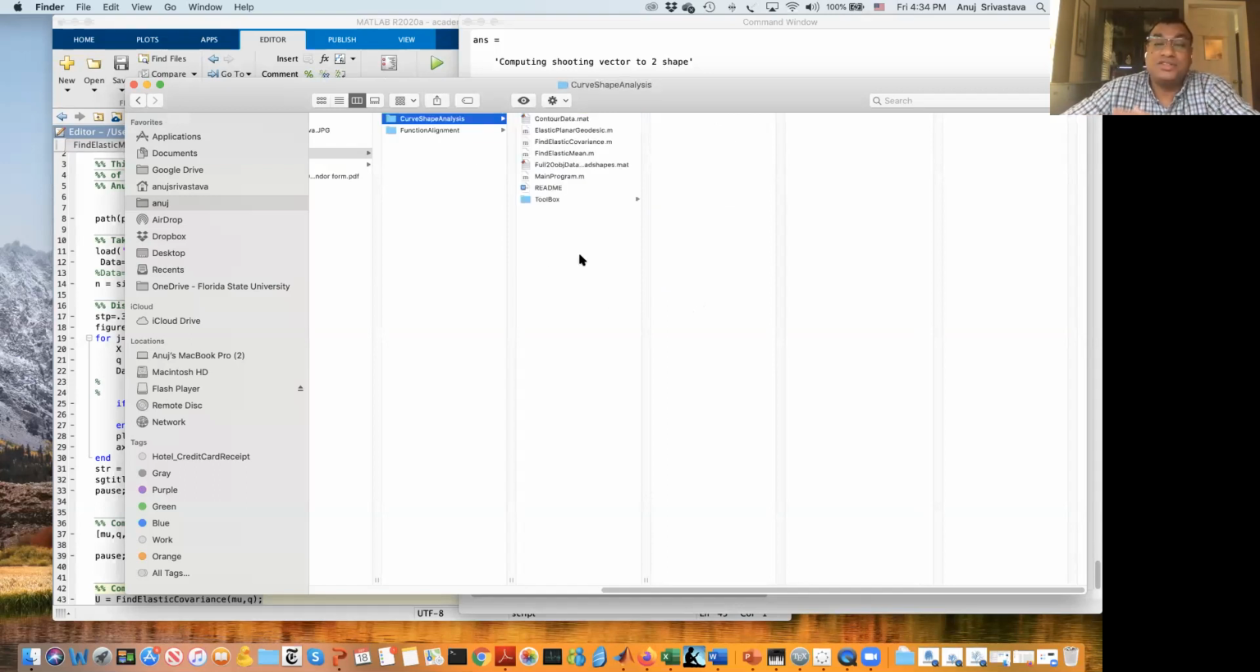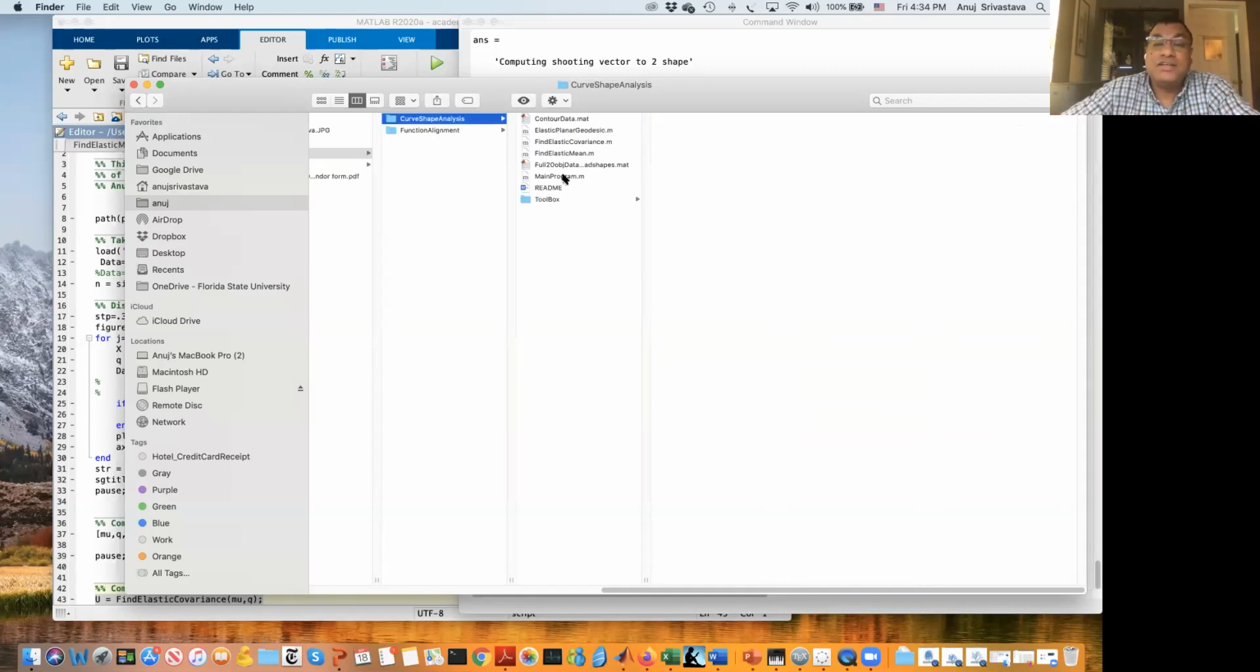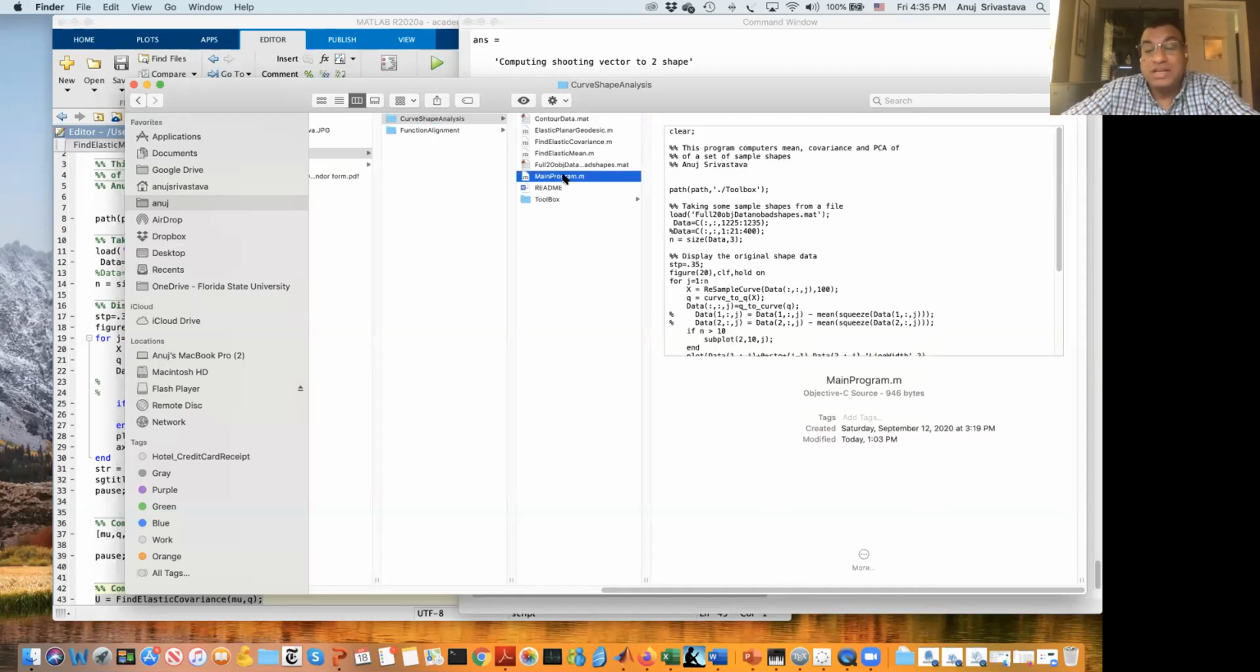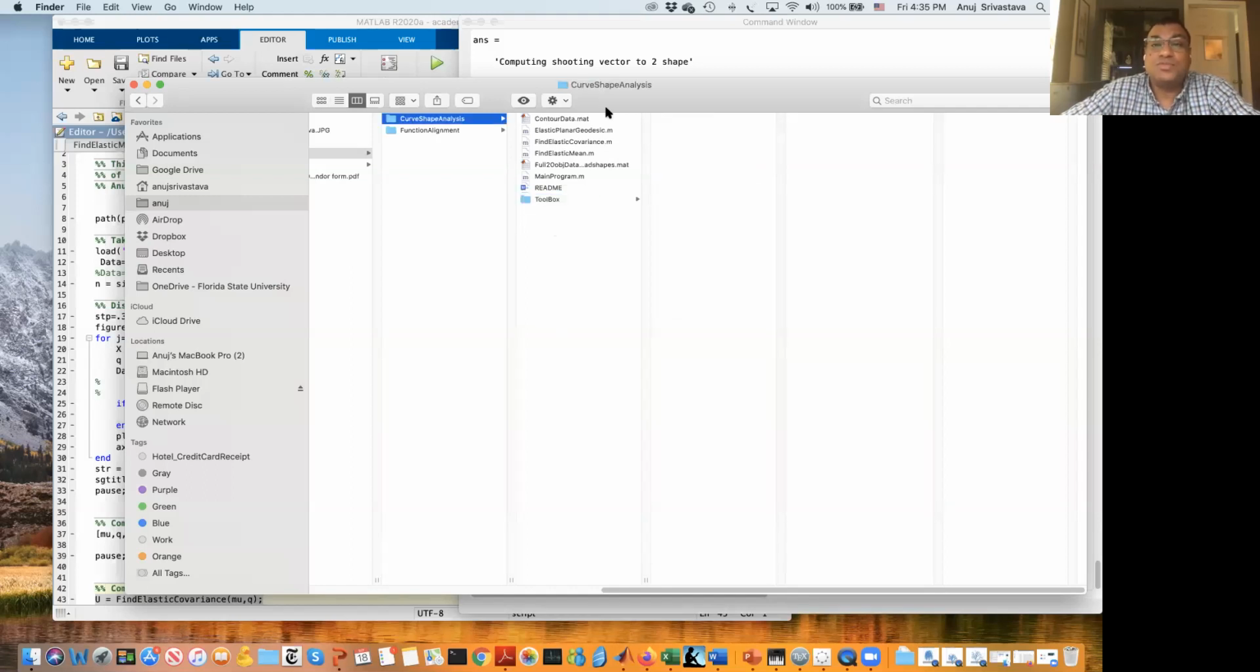For shape analysis of curves, I give you a program on how to compute a deformation and a distance between any two shapes. But if you give me a bunch of shapes, maybe from the same population, I can compute their mean, covariance and principal components. There is a toolbox that goes with this, and it has been linked in these programs, so one can compute these things.